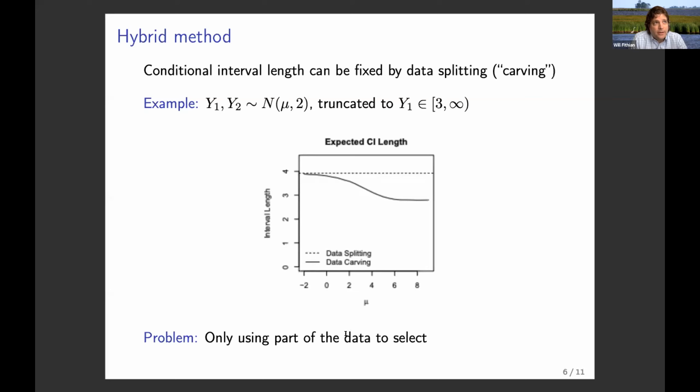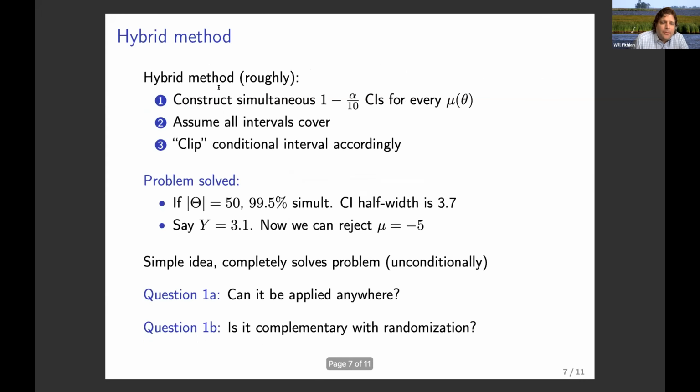And if we're trying to select the best treatment, then it's much more appealing to use all of the data to select the best treatment. So the hybrid method is more complicated than this, but roughly we construct simultaneous confidence intervals for each of the treatments. We just assume that they cover. This is a time-honored tradition in multiple testing. We do something, we assume that it worked, and we go from there, and then we get to clip the conditional interval there.